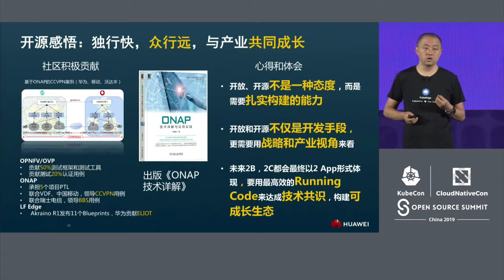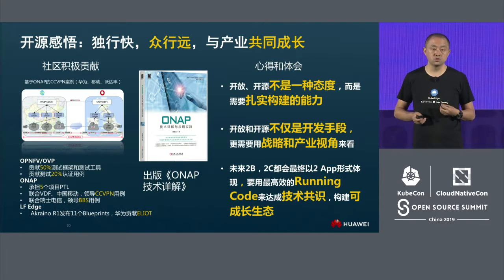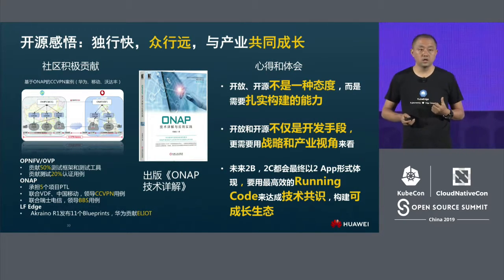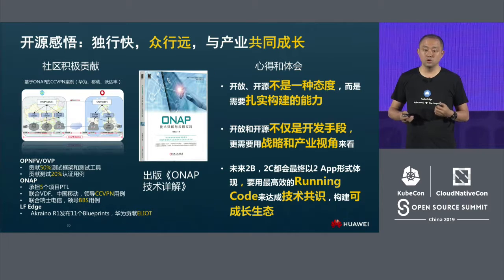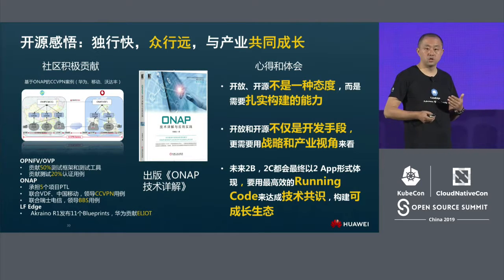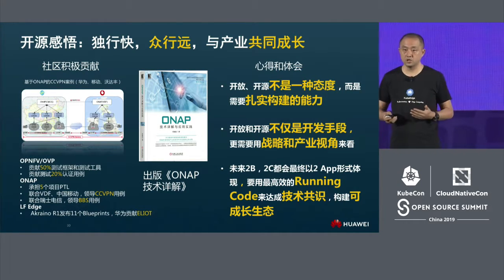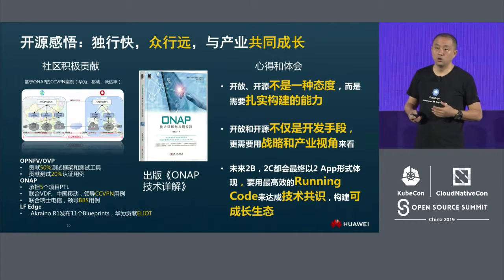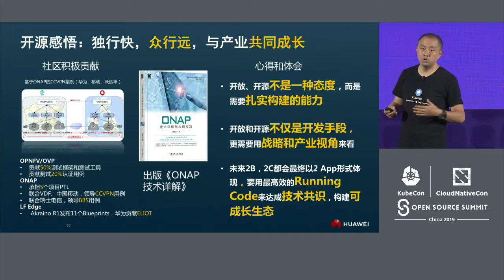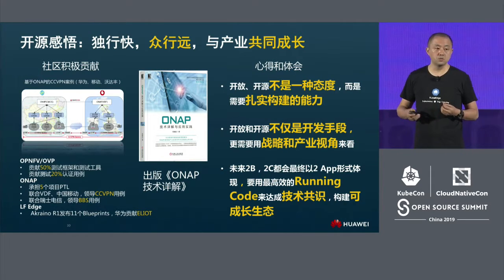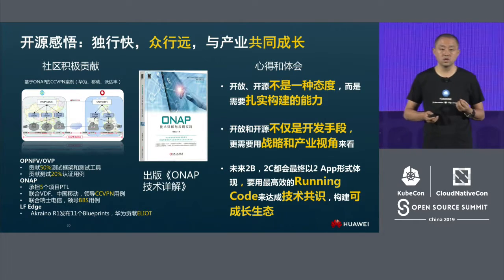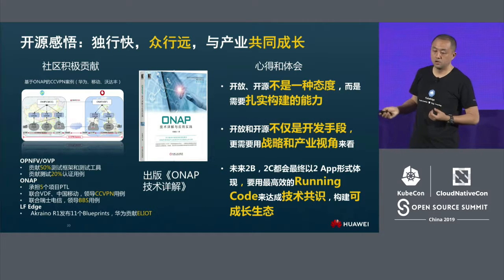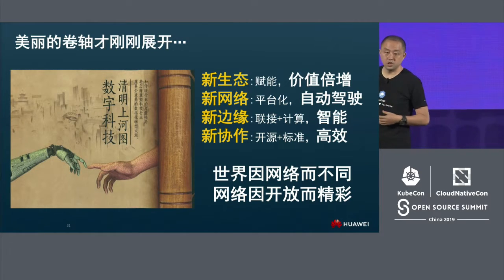With so many years participation and development in the works in the open source community, I also have my own observation that I want to share with you. The open and the open source is not just an attitude, it is based on our capability. And open and open source, it is not just a strategy for the development, it is related to the strategy and industrial development. And in the future, for the 2B and 2C, finally will be realized in the 2B8 to up, and to have the most efficient way to realize the consensus in the technology. That is very important for the sustainable development.